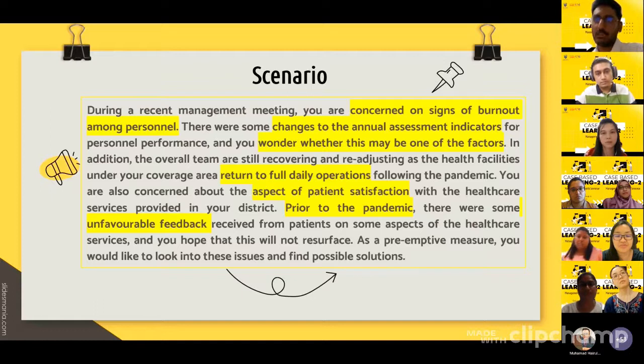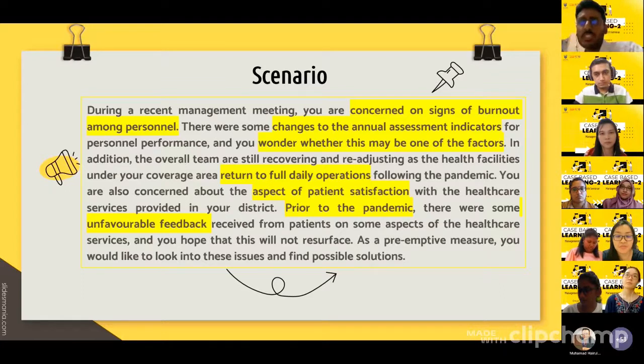We are also concerned about patient satisfaction with the healthcare services provided in your district. Prior to the pandemic, there was some unfavorable feedback received from patients on some aspects of the healthcare services, and you hope that this will not resurface. As a preemptive measure, you would like to look into these issues and find possible solutions.